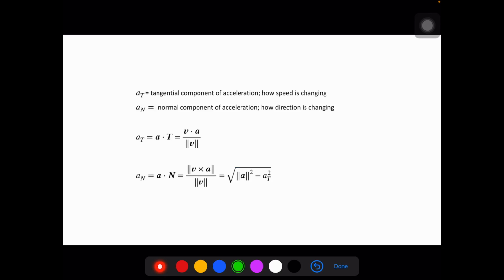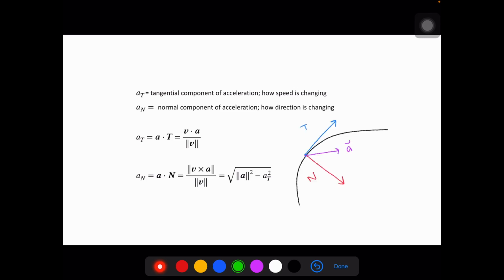So I've got a bunch of formulas on the screen. We're going to use the symbol a sub t to represent the tangential component of acceleration. And again, this tells us how the speed of the object is changing with time. We're going to use the symbol a sub n to be the normal component of our acceleration, and that describes how the direction of that object is changing.